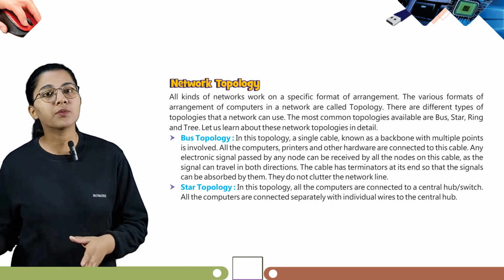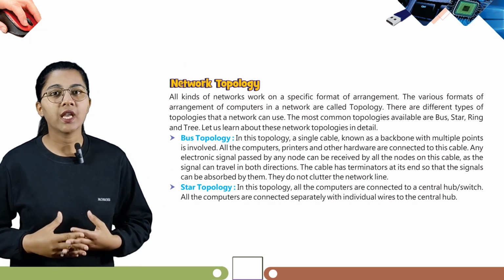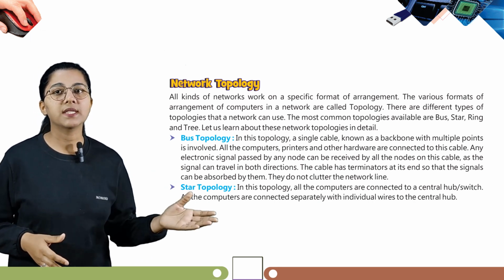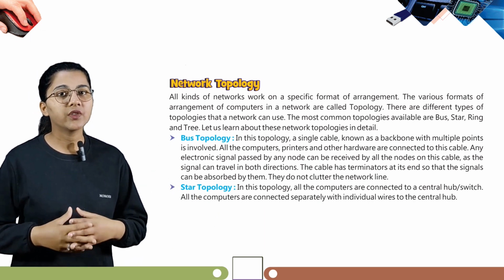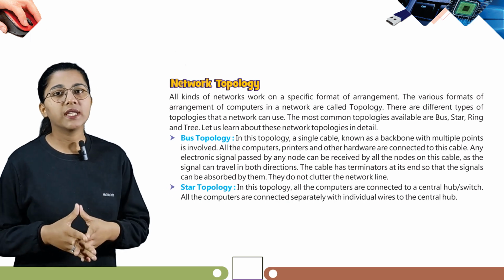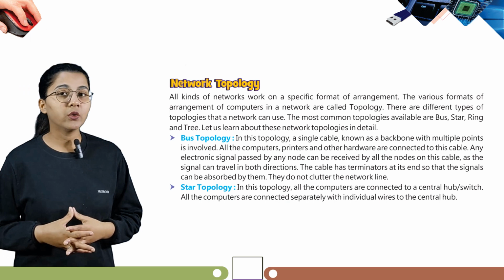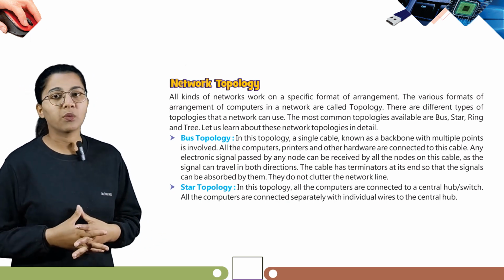There are different types of topologies that a network can use. The most common topologies available are bus, star, ring and tree. Let us learn about these network topologies in detail. So students, now we are going to learn about some different kinds of topologies.